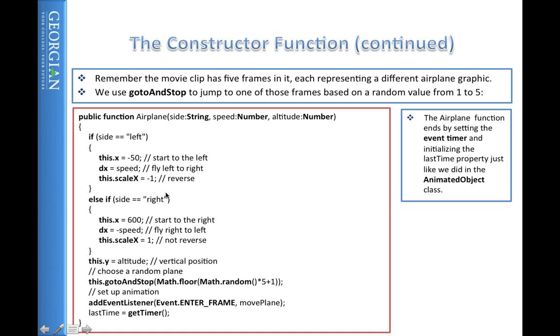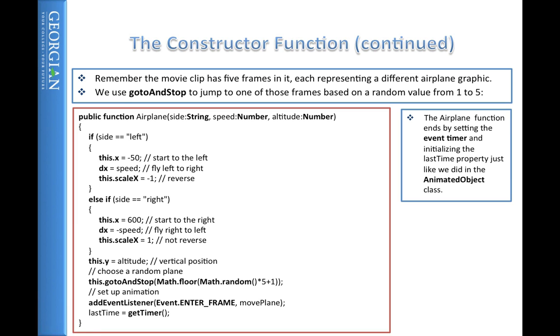Okay, if it's coming from the right, well, we want to start it off screen again at 600. So that's, again, 50 pixels off to the right, right? And we're going to have a negative speed, because when we come from the right and we go to the left, our speed is going to be reversed. Remember, our coordinate system starts at 0, 0 on the top left corner of the screen, and we want it to go to the left. We're actually flying at a negative speed. And we're going to flip our scale back to 1, so the plane looks normal again.